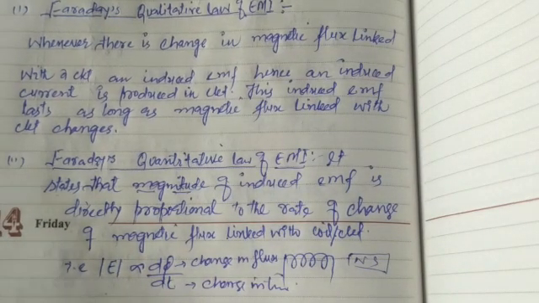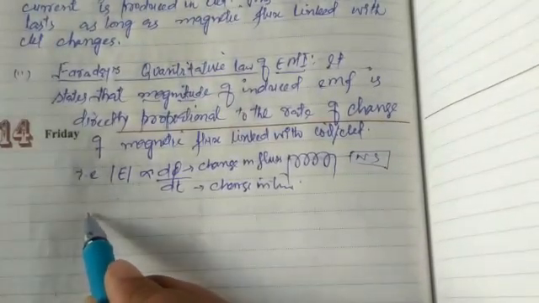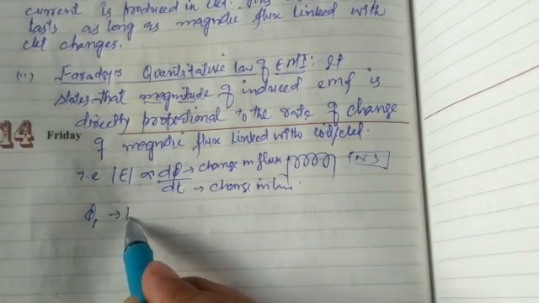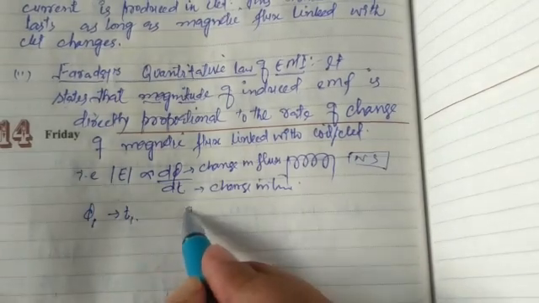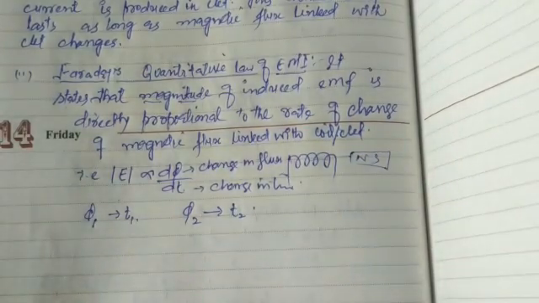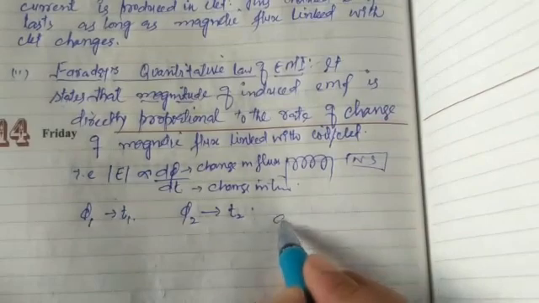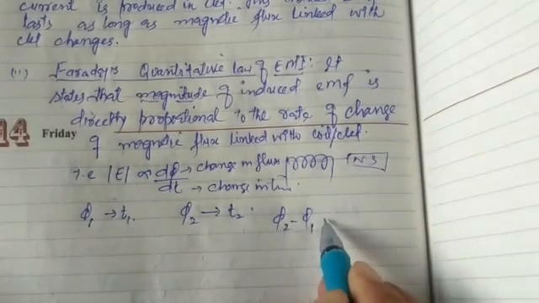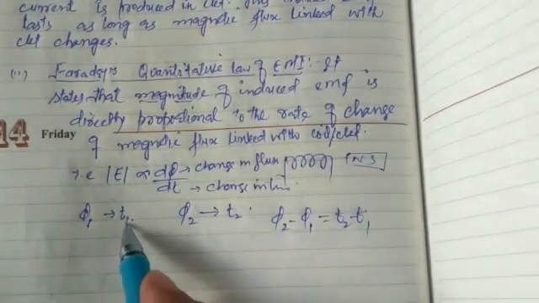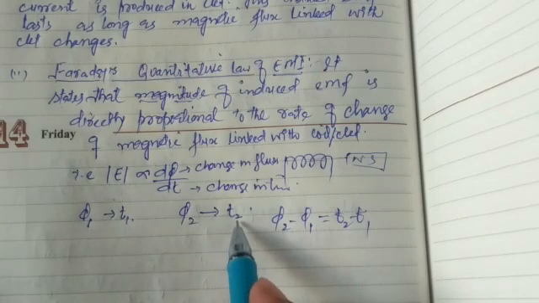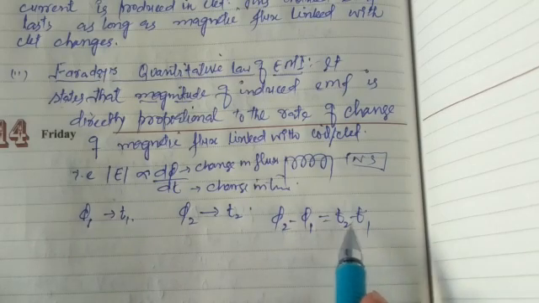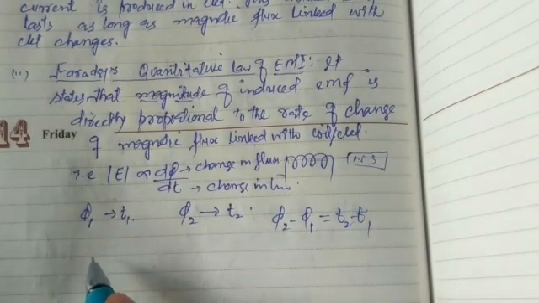If we are going to calculate an expression for this law, let phi 1 be the flux linked to a coil at some time t1, and after some time t2, phi 2 is the flux linked with the coil. Then the change in magnetic flux is phi 2 minus phi 1, in a time of t2 minus t1.